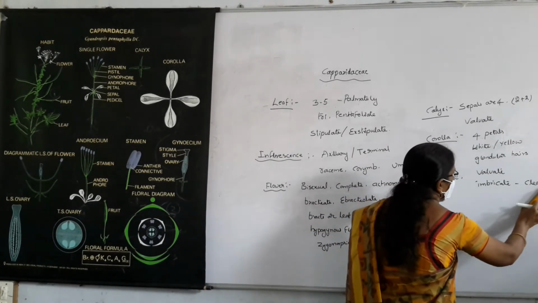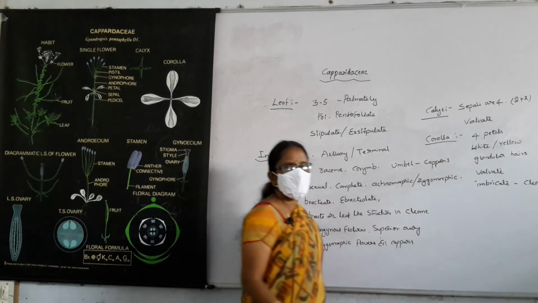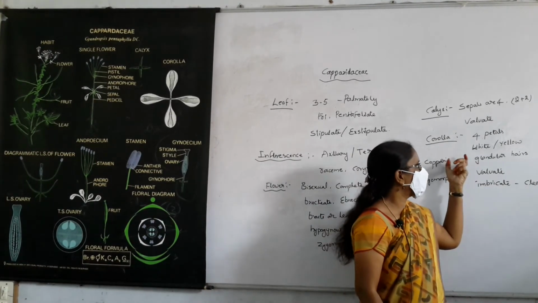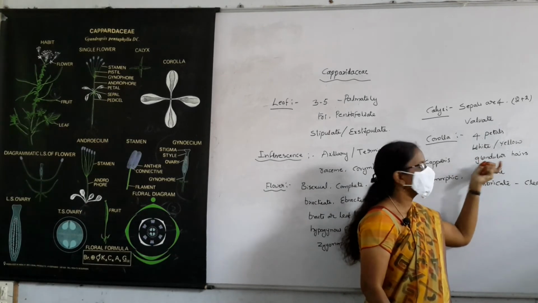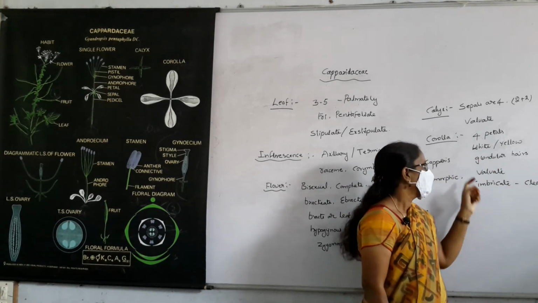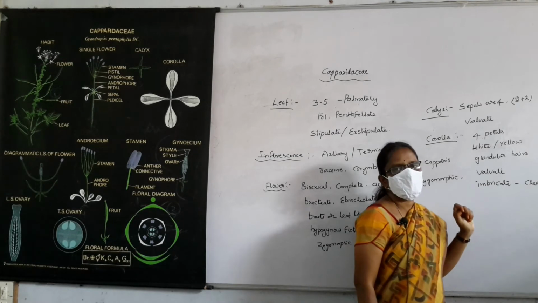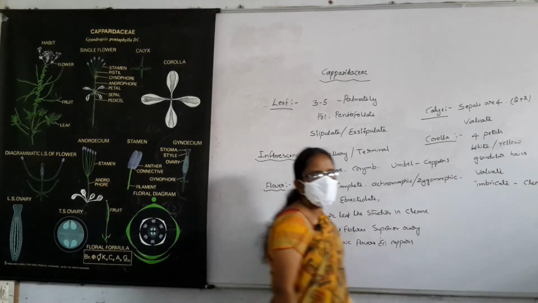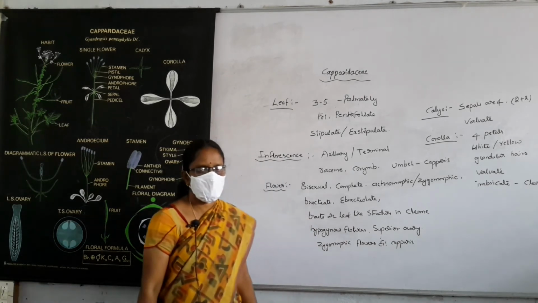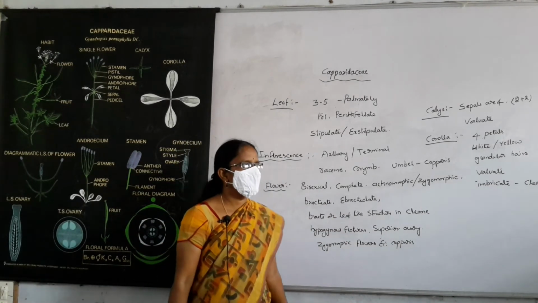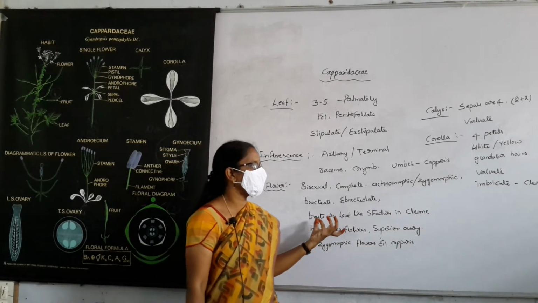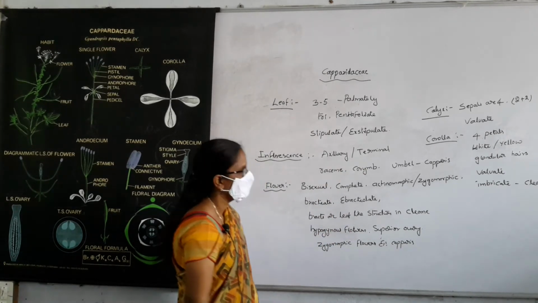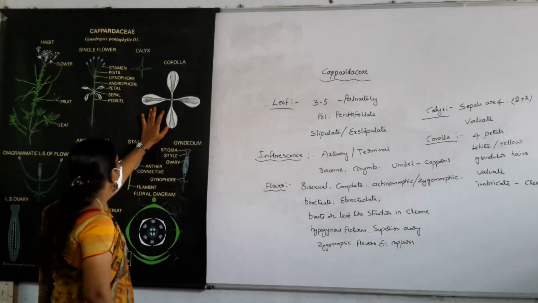And this is the corolla. The corolla has 4 petals. The color is white or yellow, and in some types of flowers the petals have glandular hairs. The aestivation is valvate or imbricate. Imbricate aestivation is present in Cleome viscosa, and normally the petals are gamopetalous.